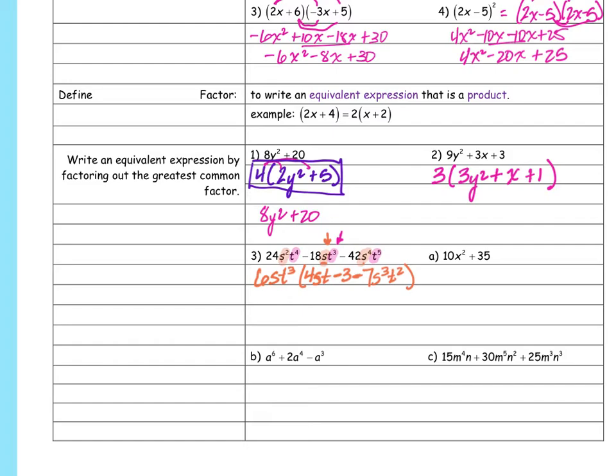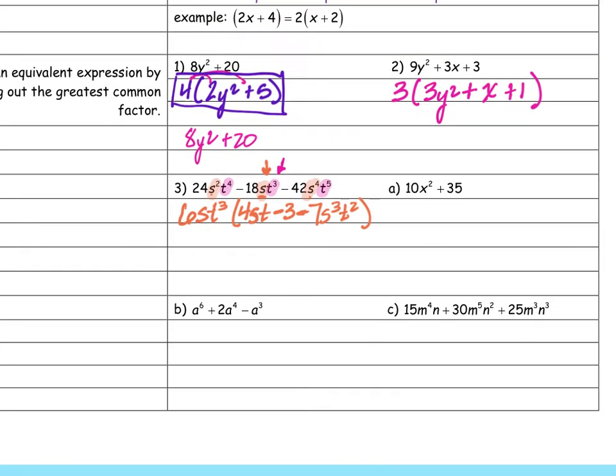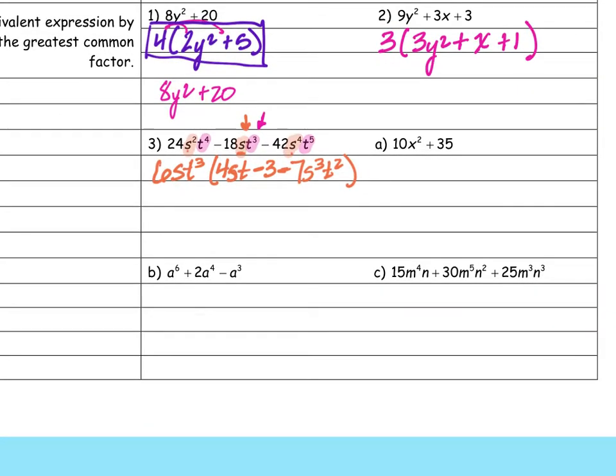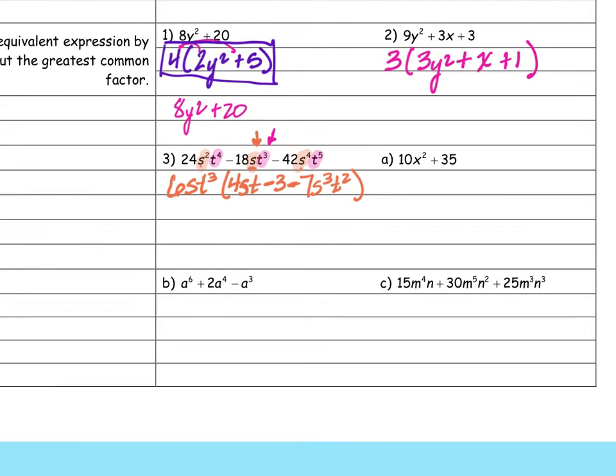Okay. So now we have 3 problems. I'm going to try and leave all this on here for you guys. And I want to talk about this again. So the first one, the only thing that I can take out is a constant because there's no variable in the 35. So what comes out of 10 and 35 is 5. So I would get left with 2x squared plus 7 if I divide it by 5.